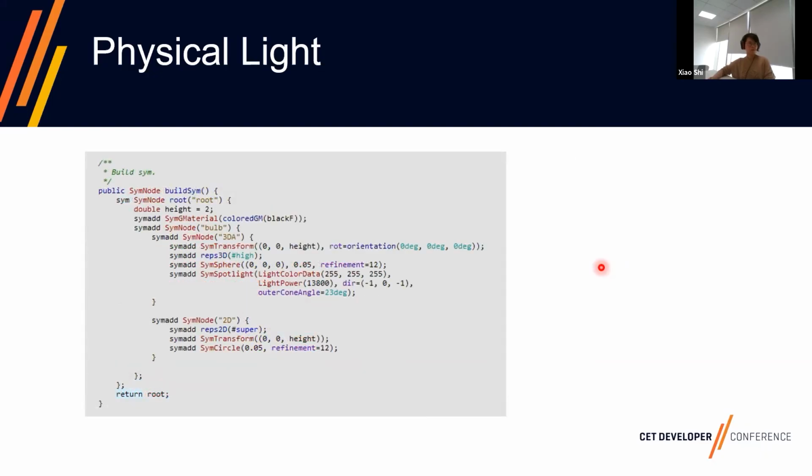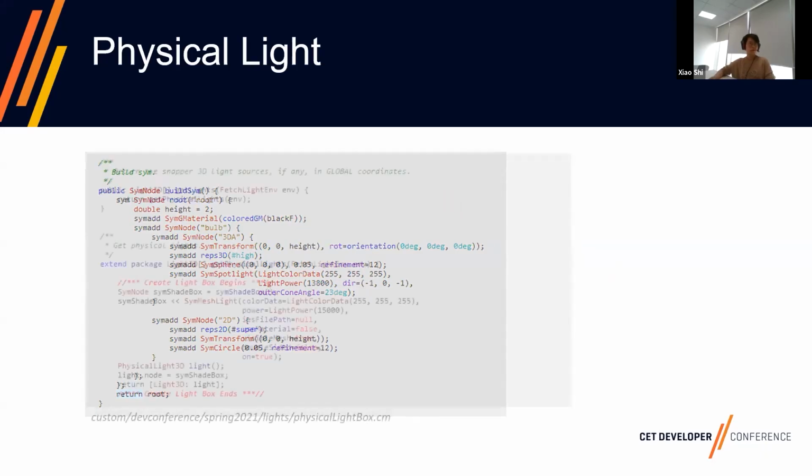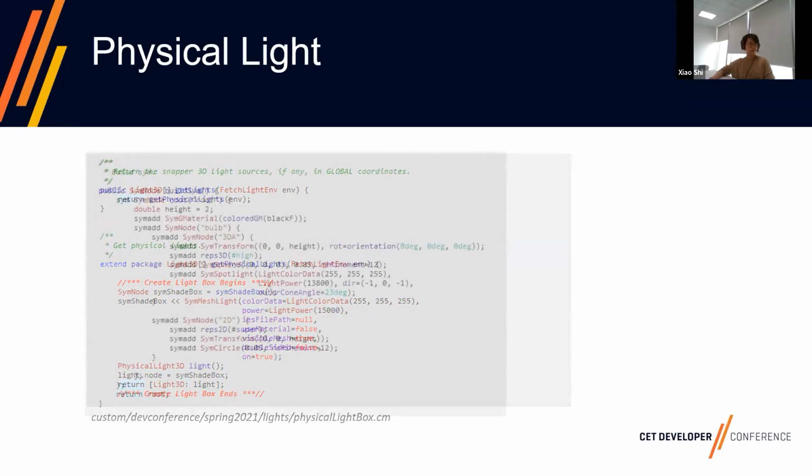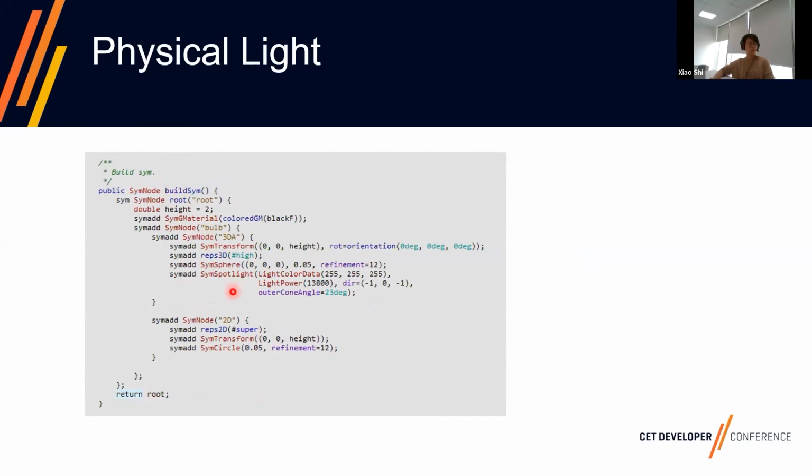Another way to do that, if you have ever done the CM-Sim way, is if you go to the build sim and not to the build 3D and build 2D, then the snapper actually won't go to the get lights here. So in the build sim, you just pass in the sim spotlight in the same node that you want to get the light effect, and you just pass it here.